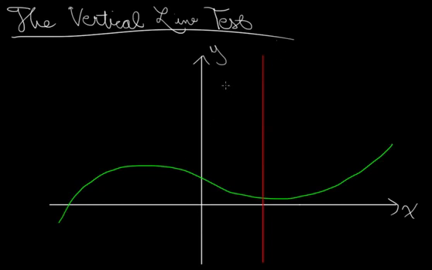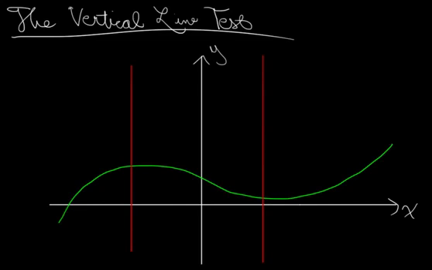But you might want to do it at a lot of points, just to test. At that point, it only intersects the graph at one point. So this graph is a function. Okay, for every x value, there's only one output, only one y value.